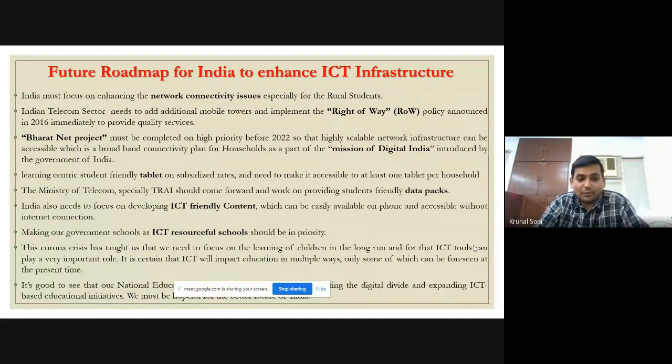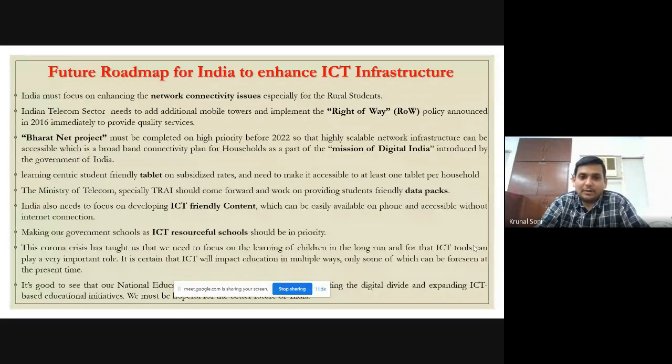India must focus on enhancing network connectivity. There are certain villages where network issues are there, so that has to be resolved for the benefit of rural students. And the telecom sector needs to add additional mobile towers and implement the right of way policy announced in 2016. There are certain urban areas also where connectivity issues are there, so they have to be resolved if the teaching has been transferred from physical to ICT ways, right?